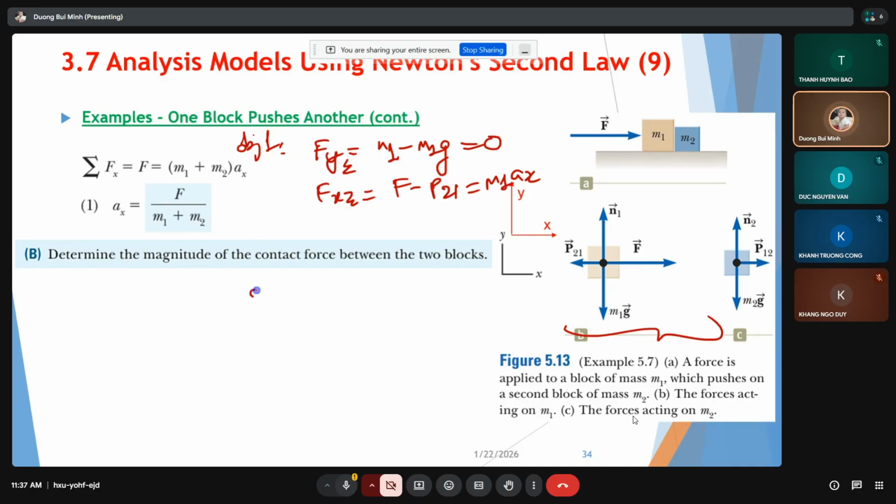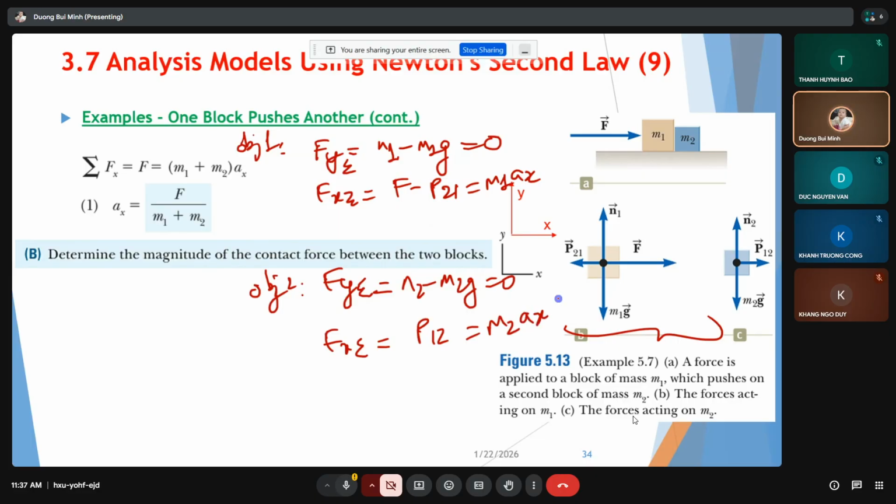So if we consider object 2, we have what? Fy total is what? N2 minus M2g is 0. And we have Fx total is what? B12 equal to what? M2 ax, you know. Both of them have the same acceleration ax. Do you read me?